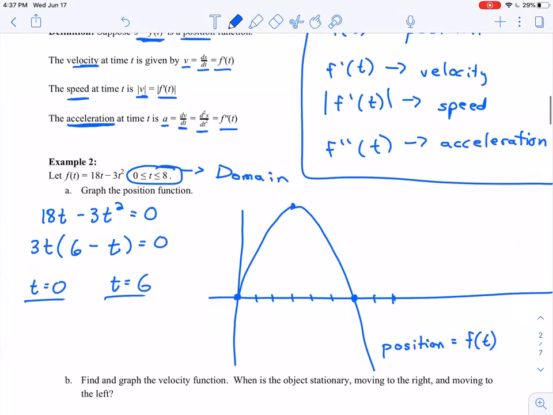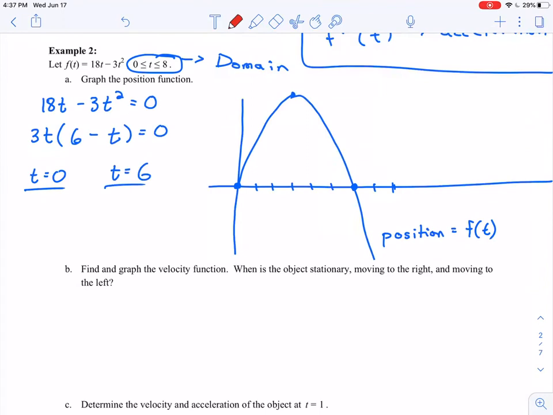Find the velocity function. We said, hey, the velocity function, that's just the derivative of your position function. So the velocity function, if I want the velocity function v, that's really just the first derivative of my position function. So that's going to be 18 minus 6t. So okay, I found the velocity function. Now I need to graph it. So I could graph it.